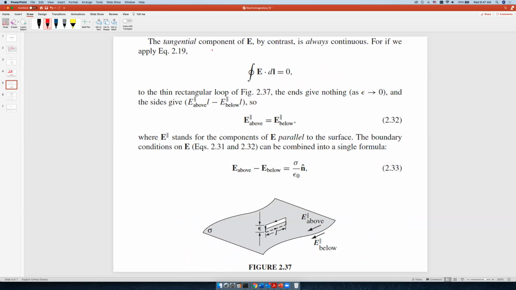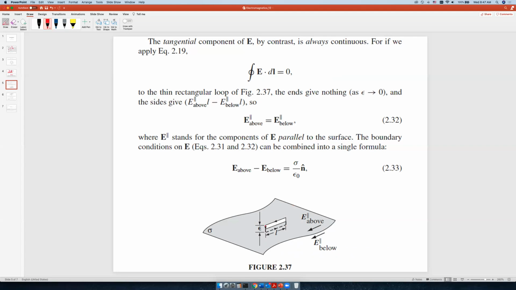The tangential component of E is always continuous. For if we apply 2.19, then the integral of the electric field equals 0 for a thin rectangular loop. The ends give nothing, and the sides give E above equals E below in the parallel direction. Okay, so let's see this integral.